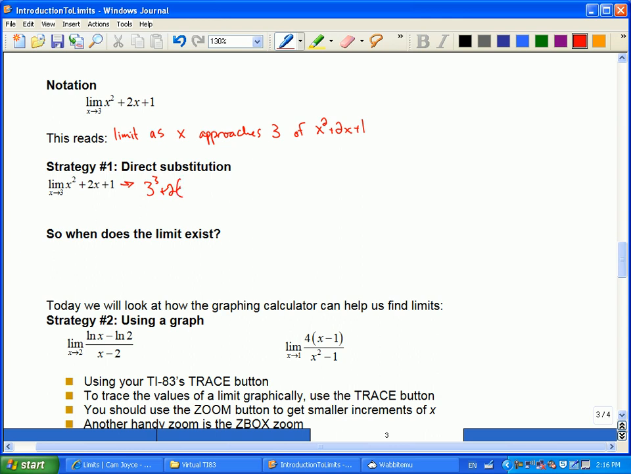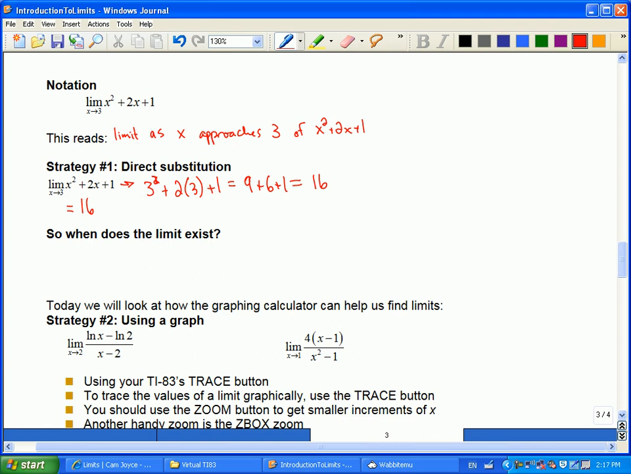3 squared plus 2 times 3, plus 1. So that'll be 9 plus 6 plus 1, which is 16. And that, in fact, is the answer here. The limit as x goes to 3 of x squared plus 2x plus 1 is just 16. And you thought it was going to be hard, right?